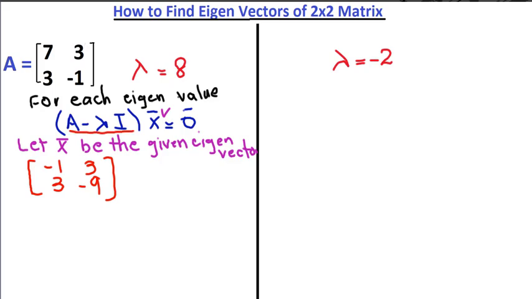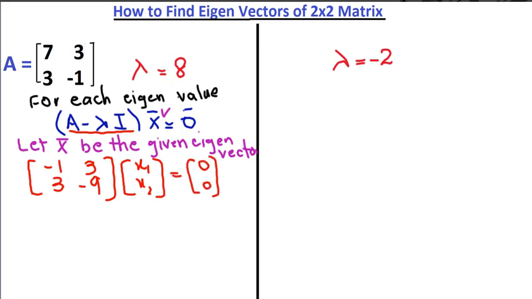Now what is x dash? x dash can be x1 and x2. It can be x and y. It all depends on what notation you want to use. I will use x1 and x2 here. This is basically the eigenvector that we want to find, equals the 0 vector, which is 0 and 0.